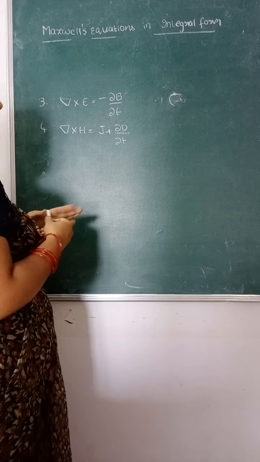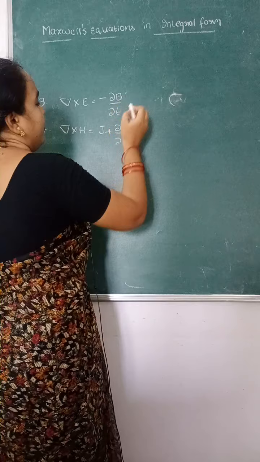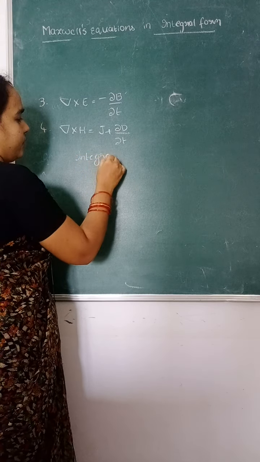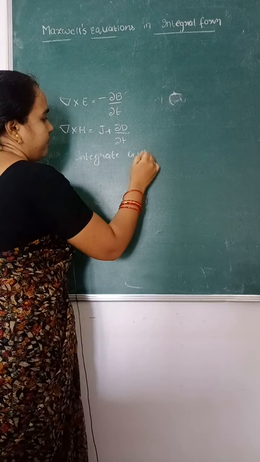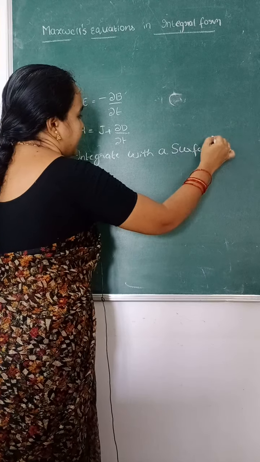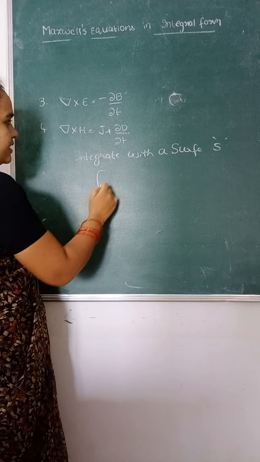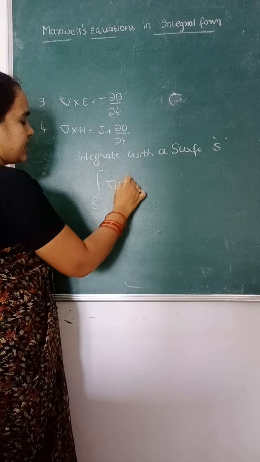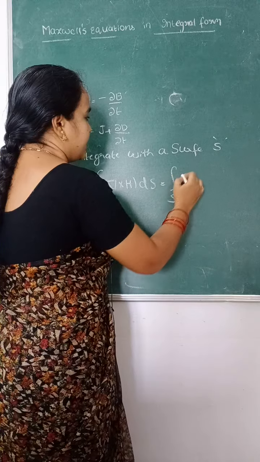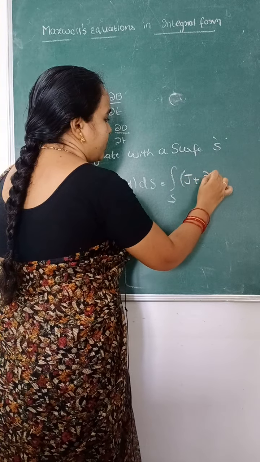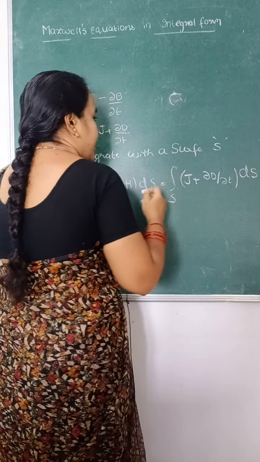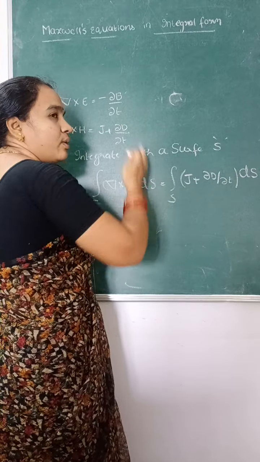Next, for the fourth equation, same. Here we will integrate the above equation over a surface S. Then this equation becomes the surface integral of del cross H dot ds is equal to the surface integral of J plus dou D by dou t dot ds. Same as usual for all the four Maxwell's equations.